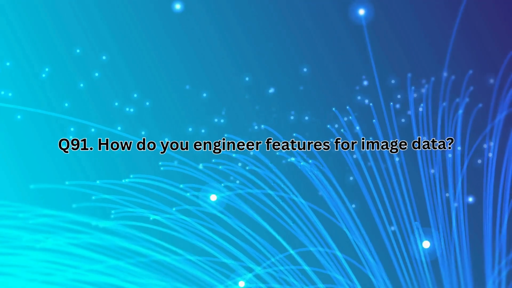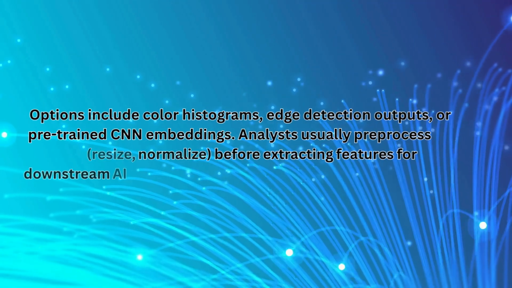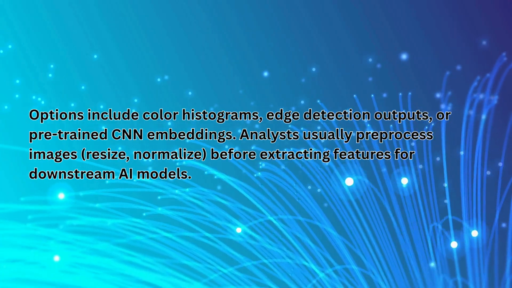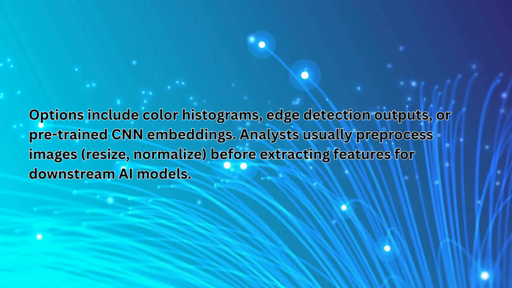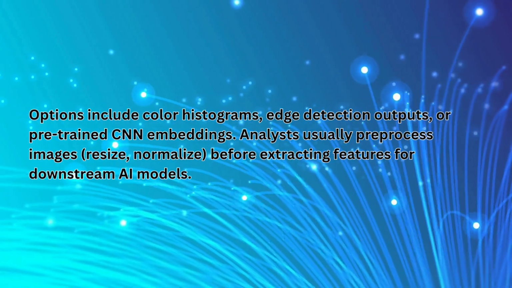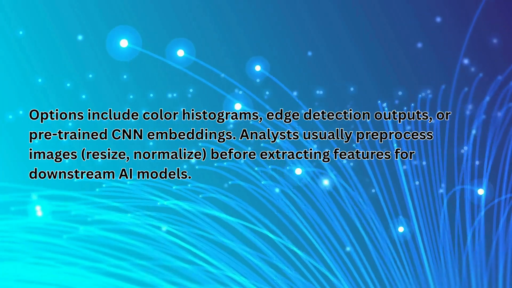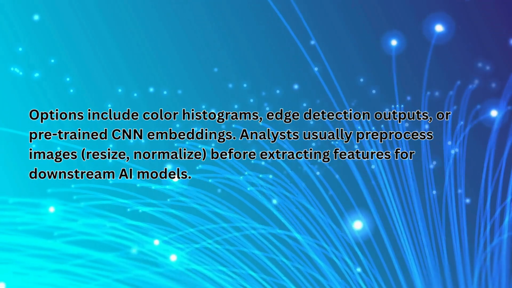How do you engineer features for image data? Options include color histograms, edge detection outputs, or pre-trained CNN embeddings. Analysts usually pre-process images, resize, normalize, before extracting features for downstream AI models.